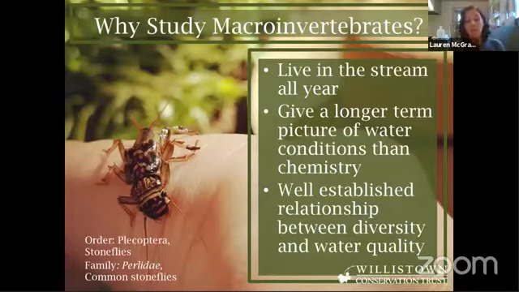And so if we see a large, robust stonefly, like this beautiful Perlidae, it tells us that we have maintained high enough water quality over the course of the year that it's been alive. And so that gives us a little bit more depth of understanding to our water chemistry data.